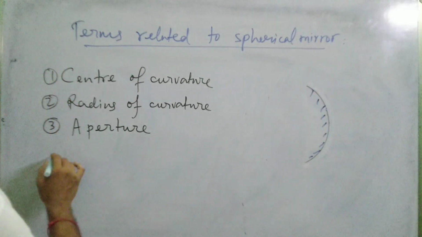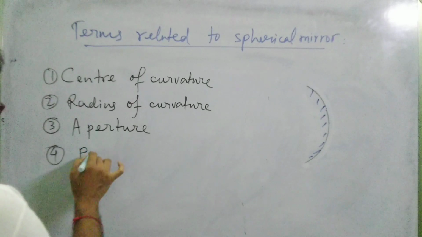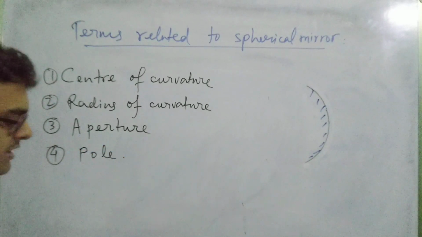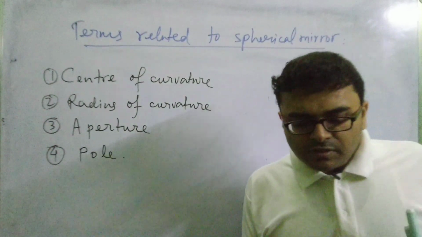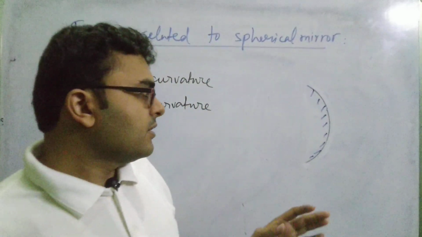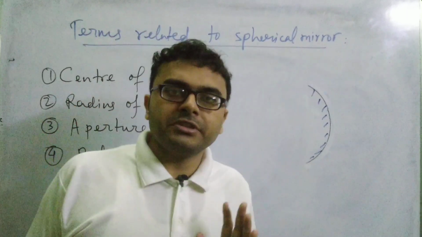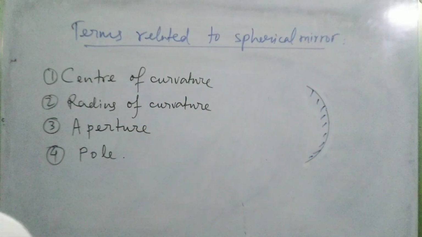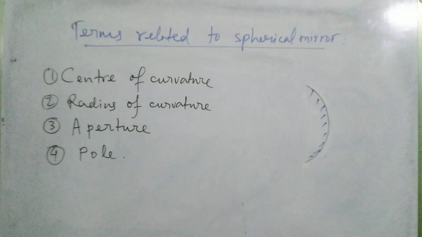Now moving on to the next term, the pole. What is pole? When you consider the spherical surface of the mirror, that surface which is exposed to light, the aperture part, should have a geometrical center, and that geometrical center is regarded as the pole. So the geometrical center of the surface of the mirror which is exposed to light is called the pole of the mirror.